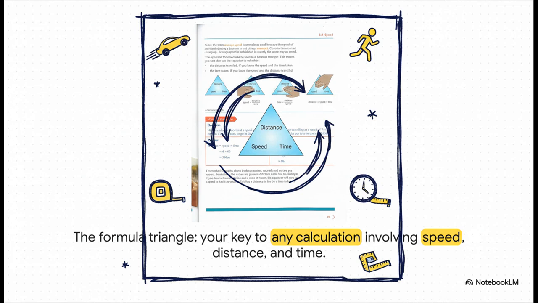This little triangle here is going to be your absolute best friend for any problem with speed, distance, or time. The way it works is you just cover up the thing you want to find. Need to find speed? Cover it up, and you see you've got distance over time. Need to find distance? Cover it up, and it's speed times time. You got to know how to use this.